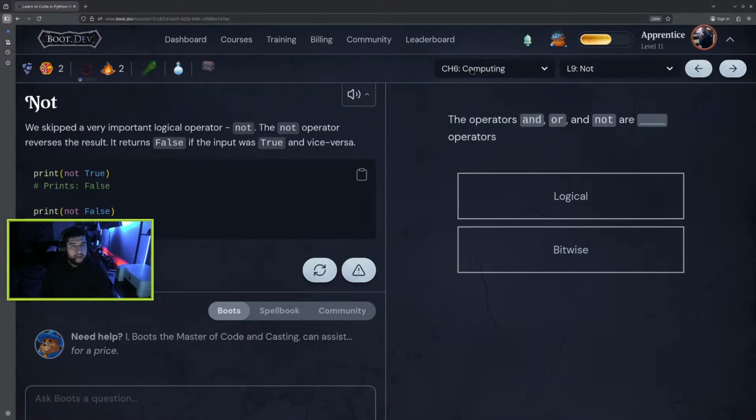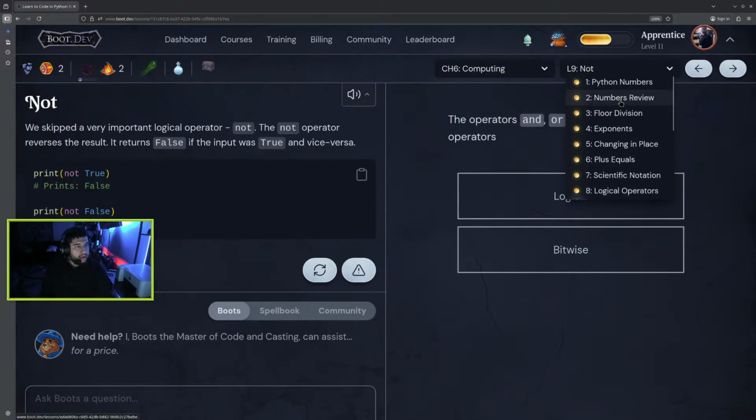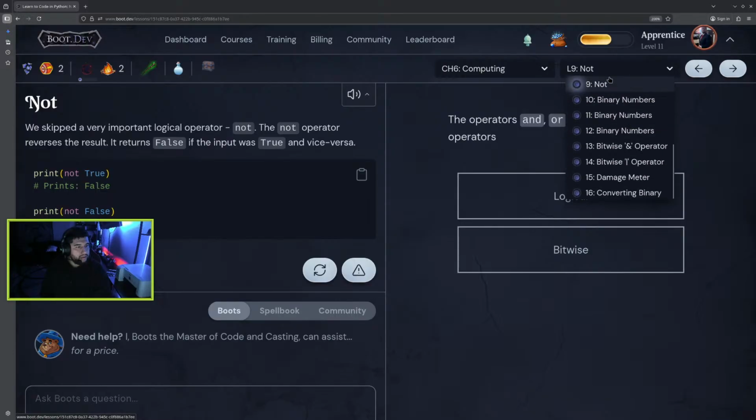Alright. For chapter 6 computing, we did Python numbers, numbers review, floor division, exponents, changing in place, plus equals, scientific notation, logical operators. The not is next. This one right here. Binary numbers, doing that 3 times. Then bitwise ampersand operator, bitwise pipe operator, damage meter, and converting binary.